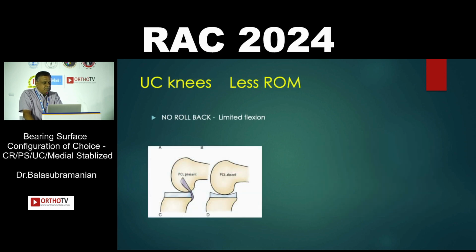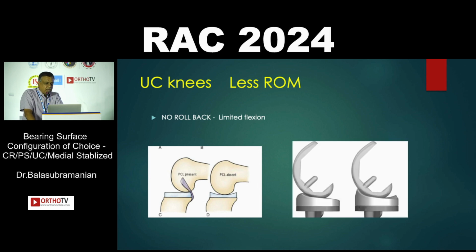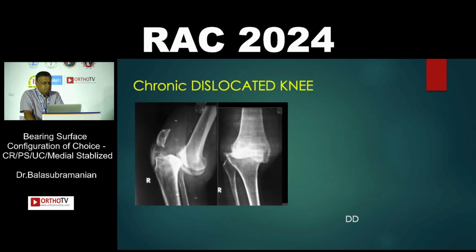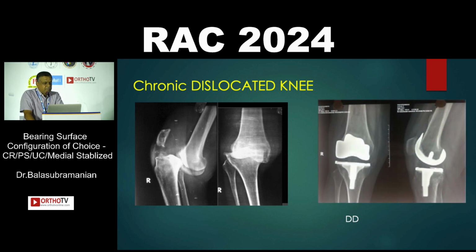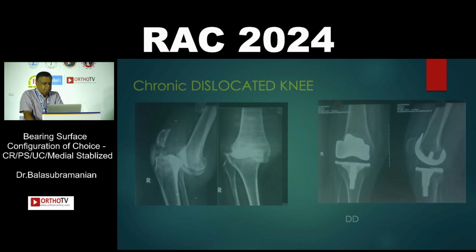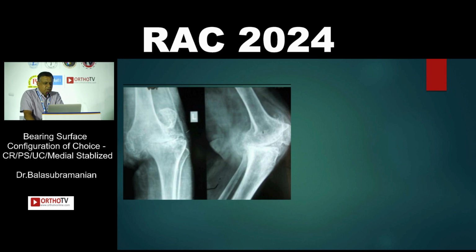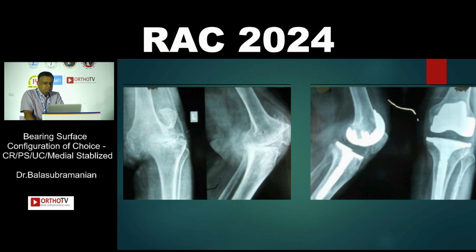The downside is because of the poly, it's not a flat poly, there is no PCL, so rollback is not there, so limited flexion. Also because of the anterior lip, the rotation is also limited. That's why some of the designs come with rotating platform. So this is an X-ray of a chronic dislocated knee, where the deep dish takes care of the stability. Another cross deformity, I used only the deep dish.